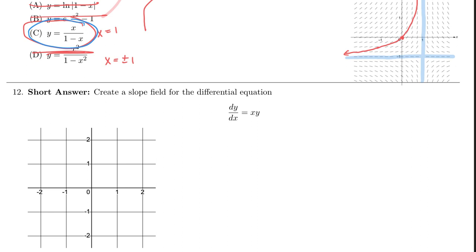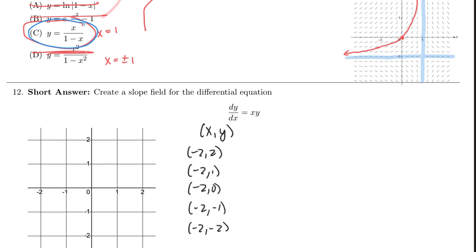And the last thing, you have to create your own slope field for the short answer question. All right, the slope field: for every x and y value on your graph, you just want to plug it into your slope field. So if we start in the top left, we have -2, 2, -2, 1, -2, 0, -2, -1, -2, -2. That's going to give me those 5 points on the left.